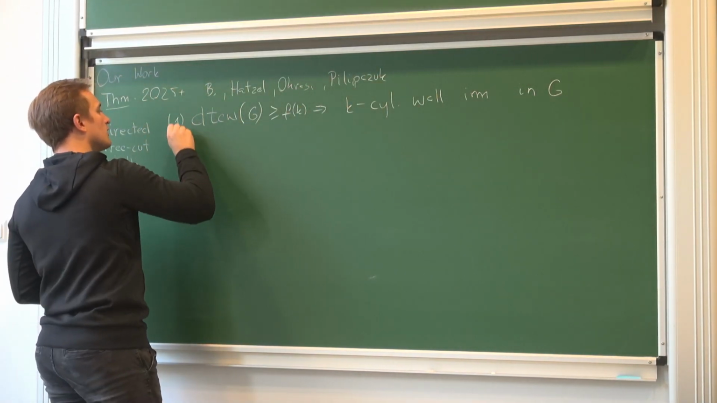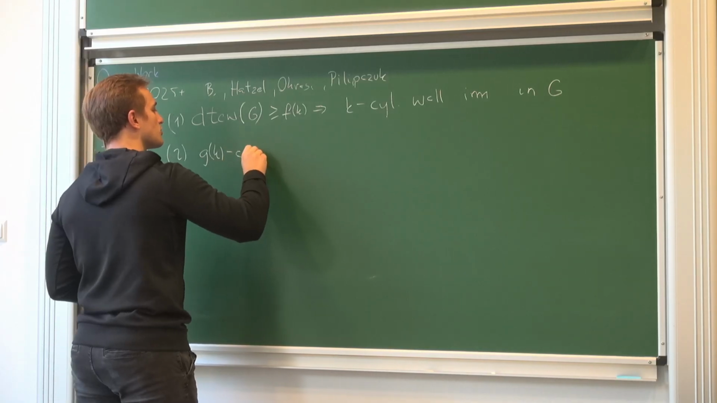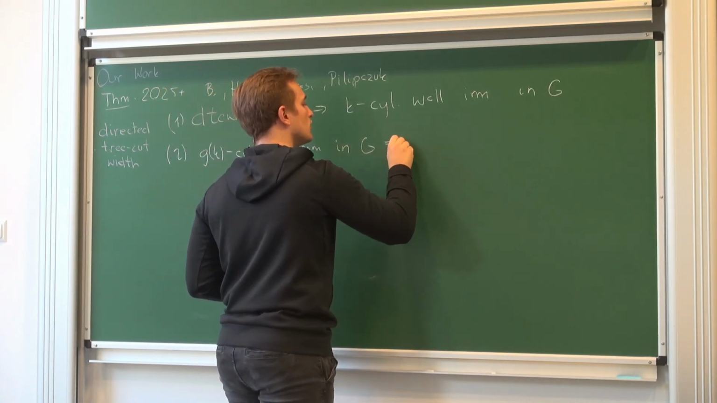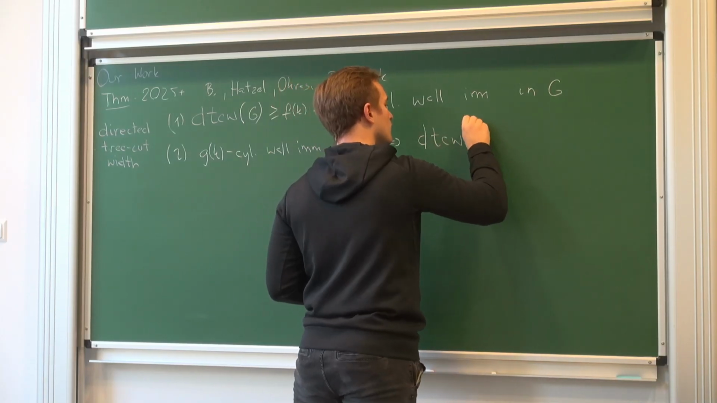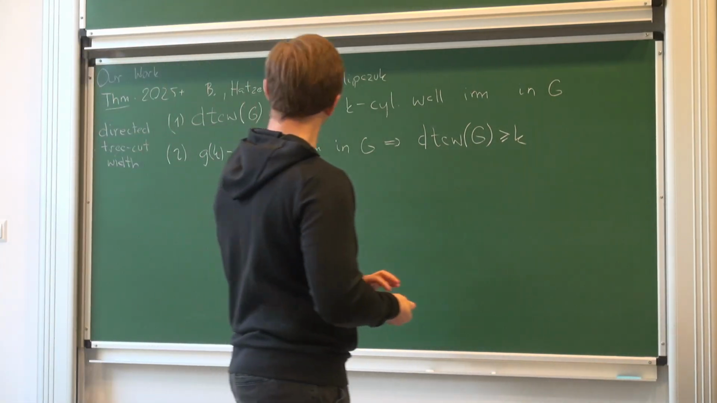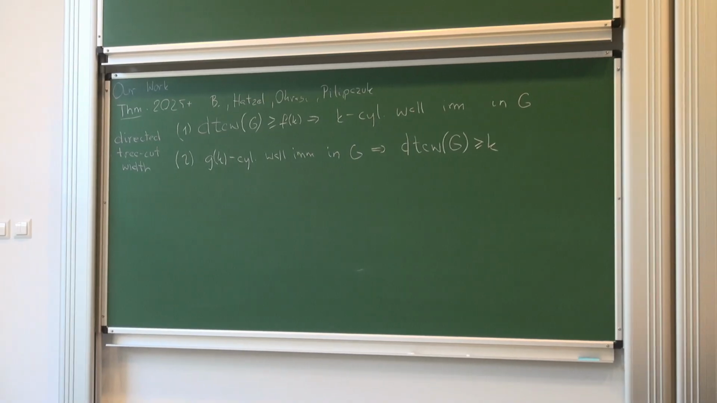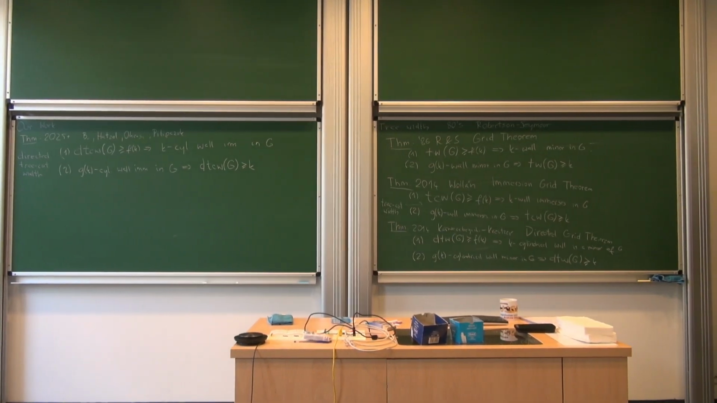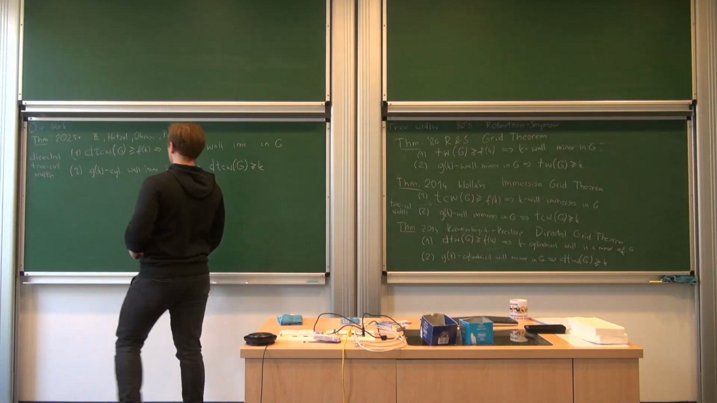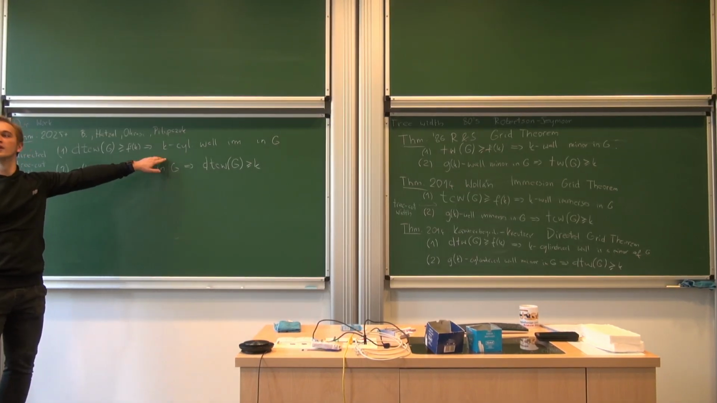And second part, if I see a g of k cylindrical wall immersion in my digraph G, then its directed tree cut width is at least k. All right. So you can see that it translates this tree cut width parameter to the directed world. It's supposed to be its analog, and what we believe to be this crucial property, capturing graphs without immersions of walls, is preserved.